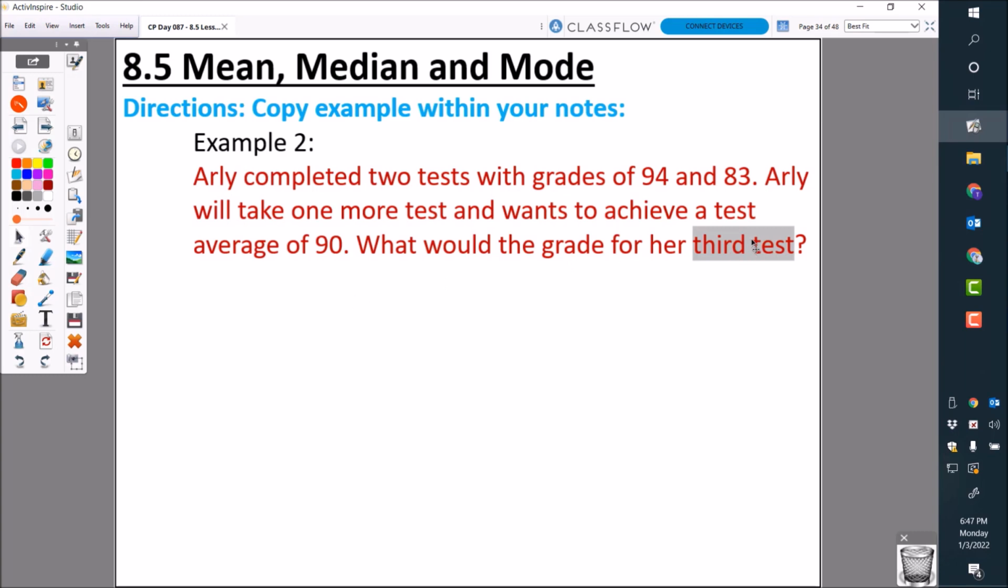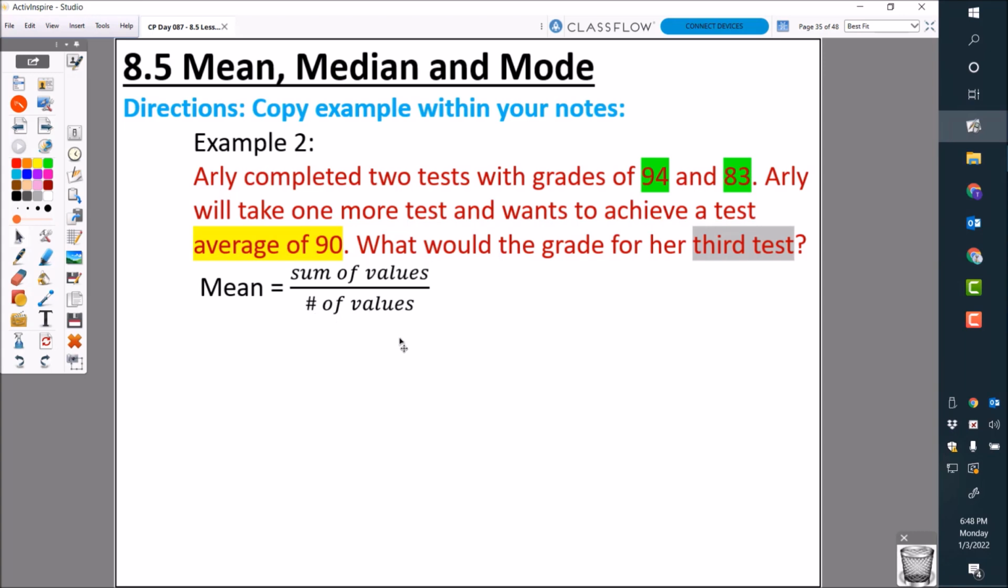And again, what I mentioned before is we're going to have a third test. But the question is, what would be the grade for her third test? So that means we have to find the grade for her third test. So, using all the information, we know that if you're using average, that means we're going to do mean, which is sum of values divided by number of values.